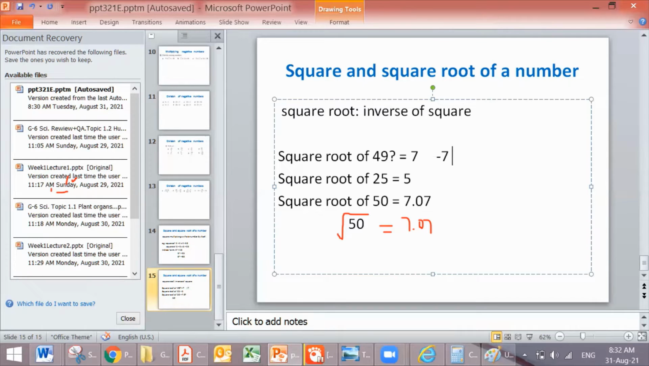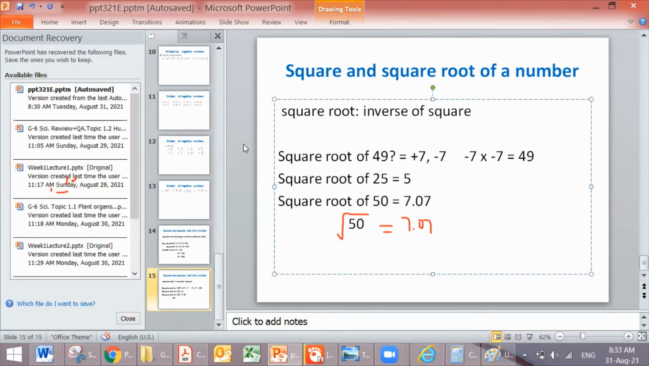Minus 7, we have studied it. As you know, if you multiply minus 7 with minus 7, the answer will also be plus 49. So it means that we have two answers for the square root of 49. One is positive and the other is negative. This is a new concept for you, I think. There are two answers for the square root of 49: one is plus 7 and the other is minus 7.